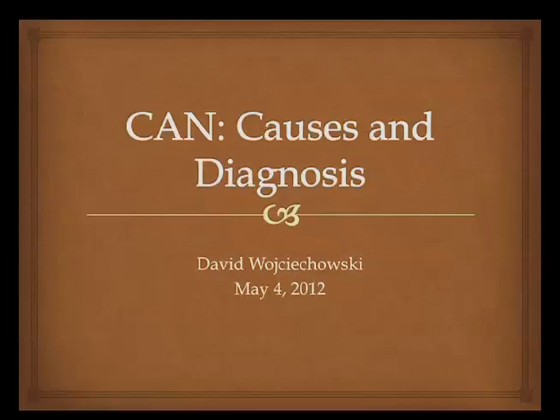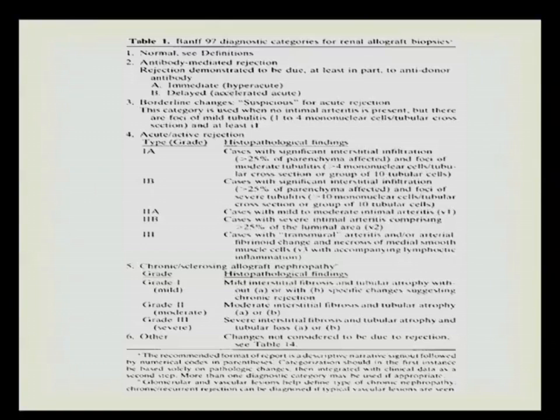So as Flavio said, this is a little bit of a tag team talk with myself and Allison Weber, and the topic is chronic allograft nephropathy, otherwise known as CAN. This table is a little bit busy, but it shows the Banff 97 diagnostic categories for renal allograft biopsies. The term CAN has been around in transplant since about 91, but it made its way into the diagnostic criteria of Banff 97, and you can see up there it's number 5 on the list.